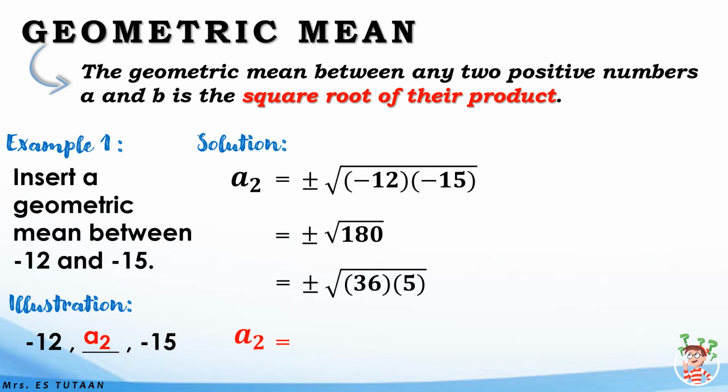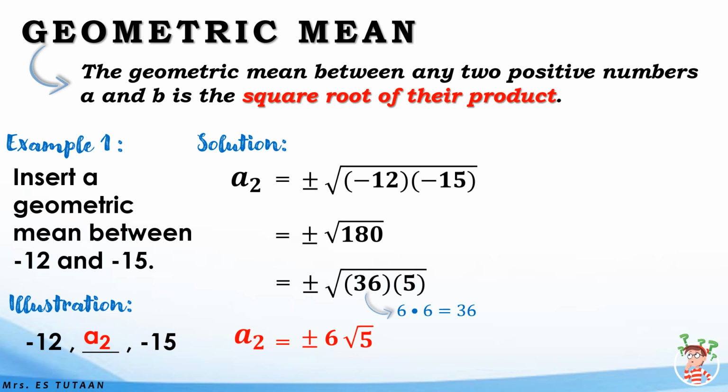So, that is a sub 2 is equal to... Ang 36 ay 6 times 6 equals 36. So, ilalabas natin yung isang 6. So, that is positive negative 6. And then, since hindi perfect square ang 5, so as is siya sa loob ng radical sign. So, our a sub 2 is equal to positive negative 6 square root of 5.